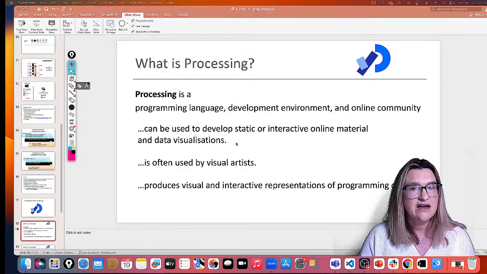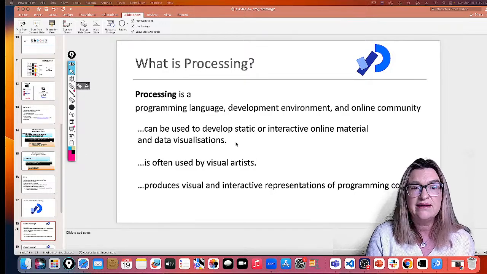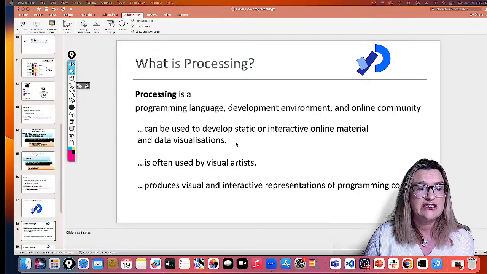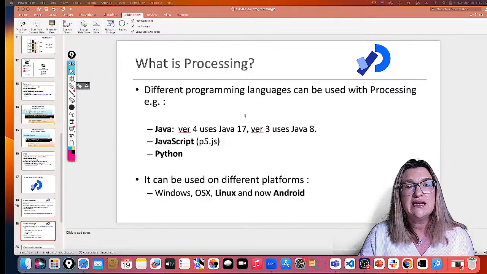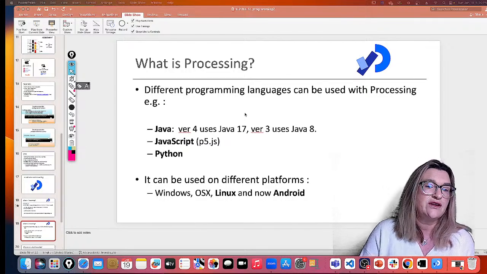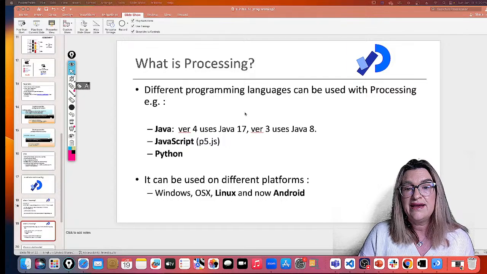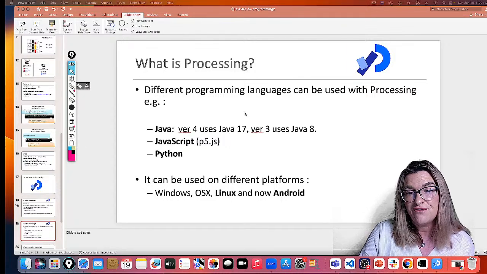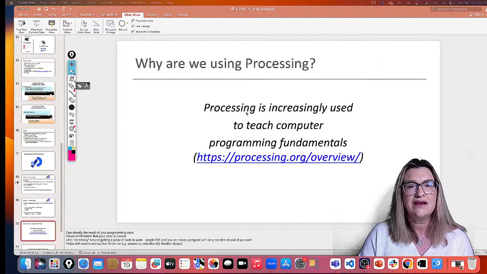So again, we're going to start off with Processing, and in our first week we'll go through this again, but it's a programming language that's used by visual artists. Okay, different programming languages can be used for Processing. We're going to use Java, but you could, if you wanted to, use JavaScript, Python, and it can be used on different platforms. So if you wanted to create an app for your phone, you can now create one using the Android one. Okay.